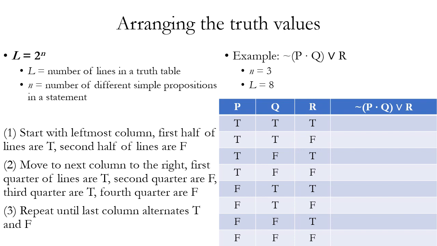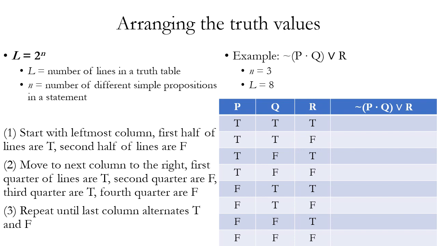So the basic reason for this is that each time you add another simple proposition, you have to double the number of rows. So if there's only one simple proposition like P, there's only 2 rows in the truth table because there's only 2 possible truth values of P, true or false. But when you add another simple proposition like Q, that actually doubles the number of rows that you need from 2 to 4, because it's possible for both P and Q to be true. It's possible for P to be true and Q to be false. It's possible for P to be false and Q to be true. And it's possible for both of them to be false.